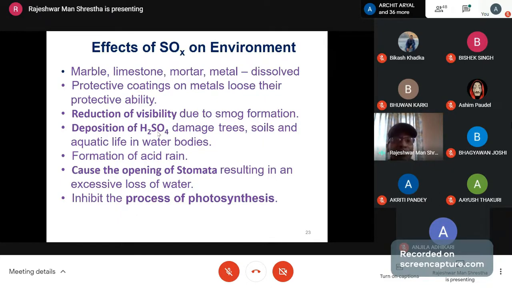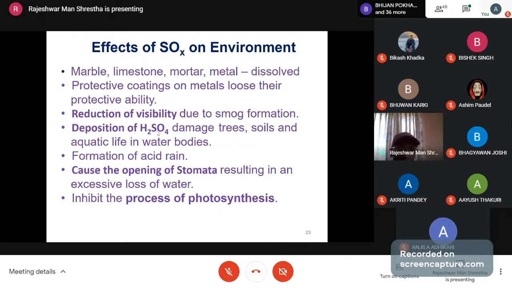This gas will cause acid rain. This gas reacts with moisture, with water in the atmosphere, to form acid, and that will drop on the ground as acid. That's called acid rain. How is it formed? The gas reacts with water in the atmosphere and forms acid that falls on the ground. That's called acid rain, and the gas, when present, causes the opening of stomata, resulting in excessive loss of water, and then inhibits the process of photosynthesis.